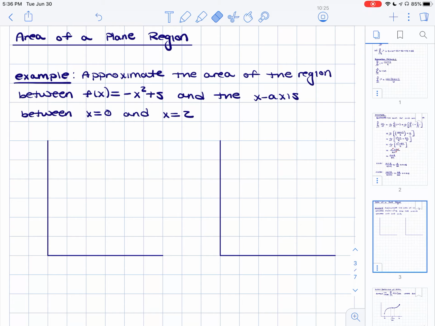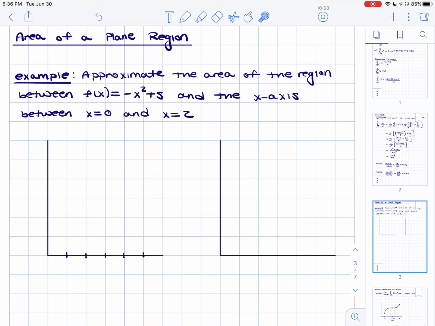The way that we're going to do this is we're going to use little rectangles and sort of break our graph up into these little rectangles in order to approximate the area. To start with, I'm going to label my x-axis. I want to split this up into 5 different intervals. If you think, 2 is our upper limit here.